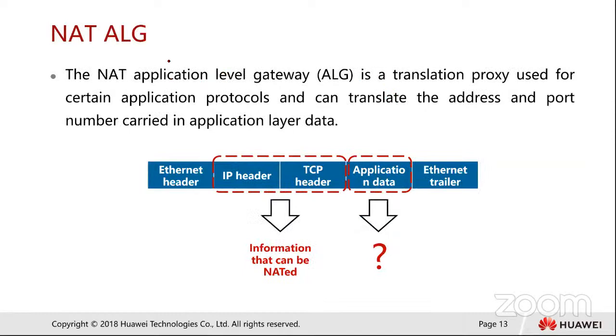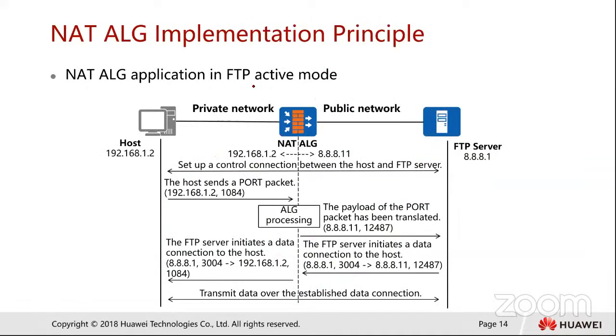So we want to look at the NAT ALG, what we are calling the NAT application level gateway. It is a translation proxy that is used for certain application protocols and can translate the address and port number carried in the application layer data. Previously, NAT was looking at the TCP header and the IP header, but can't we also use the application header to do some kind of port translation? So this is what the NAT ALG looks at.